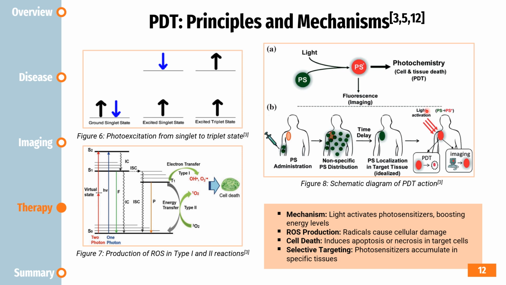So when they are administered systemically, photosensitizers selectively accumulate in target cells, and to match the absorption spectra of photosensitizers, the light wavelength and source, which are frequently lasers or LEDs, must be carefully considered.